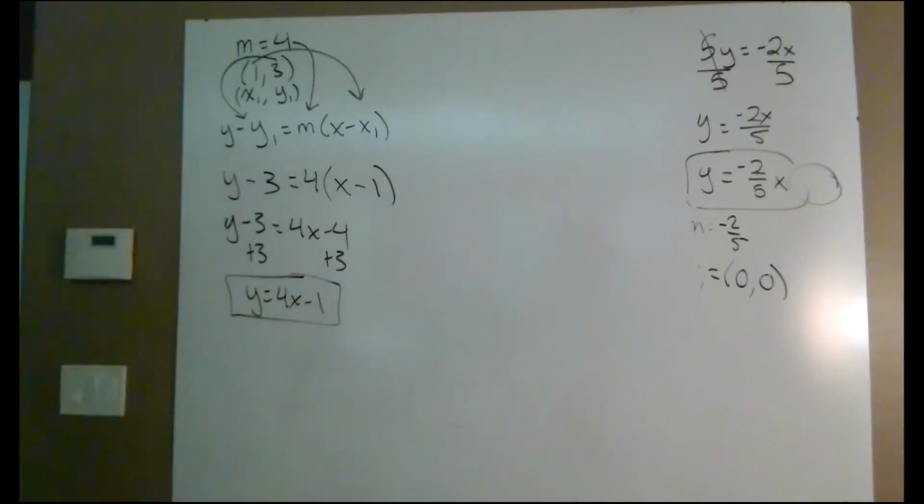And I see that a line that has a slope of 4 and goes through the point (1, 3), the equation of that line will be y is equal to 4x minus 1.